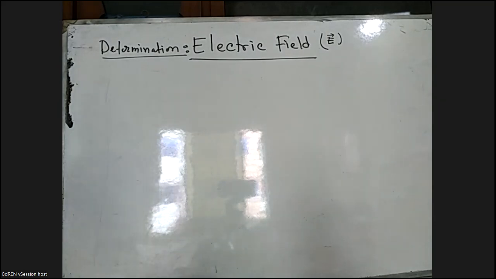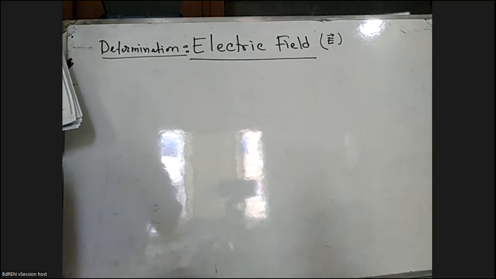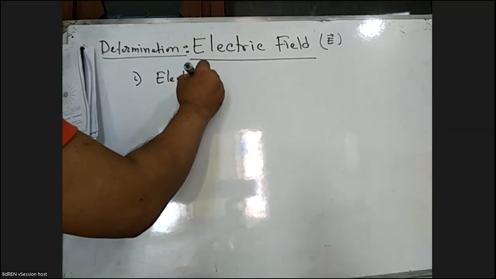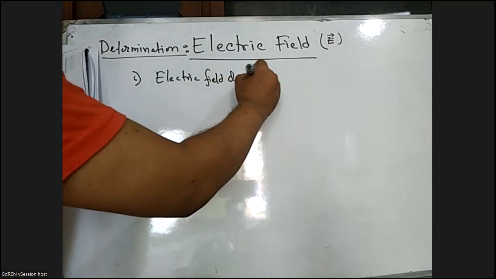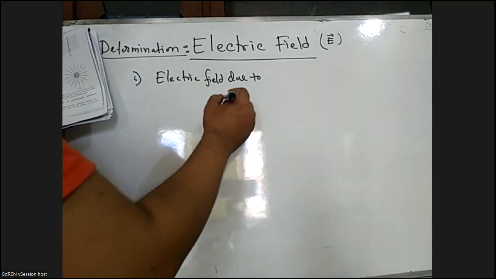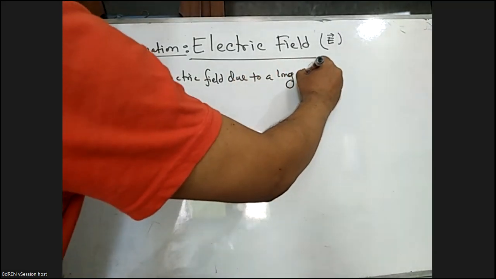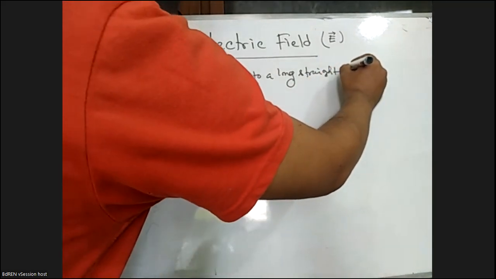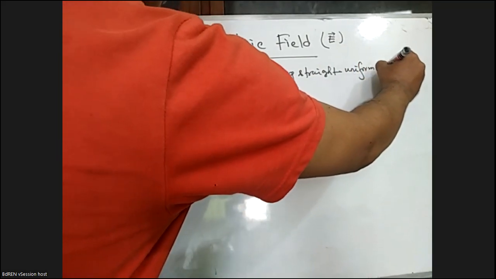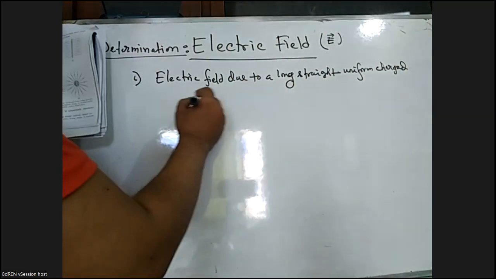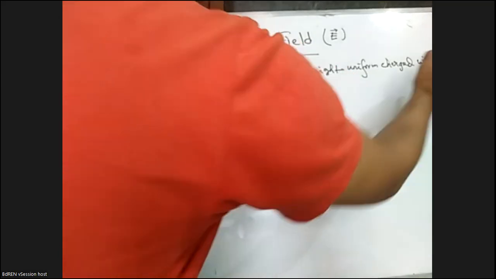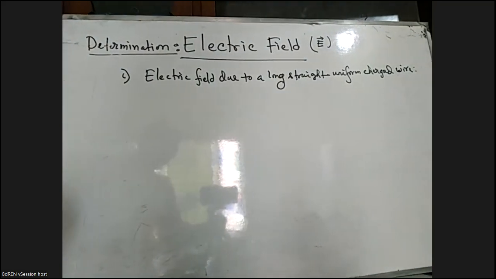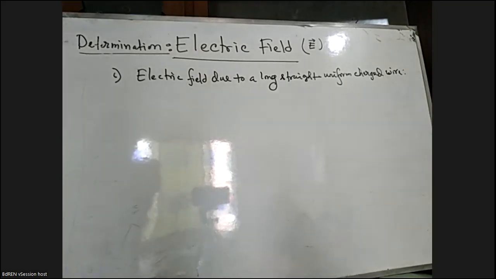So, the field due to a long straight uniform charged wire. First condition: the electric field due to a long straight uniform charged wire. That means we are trying to find the electric field of a charged wire.